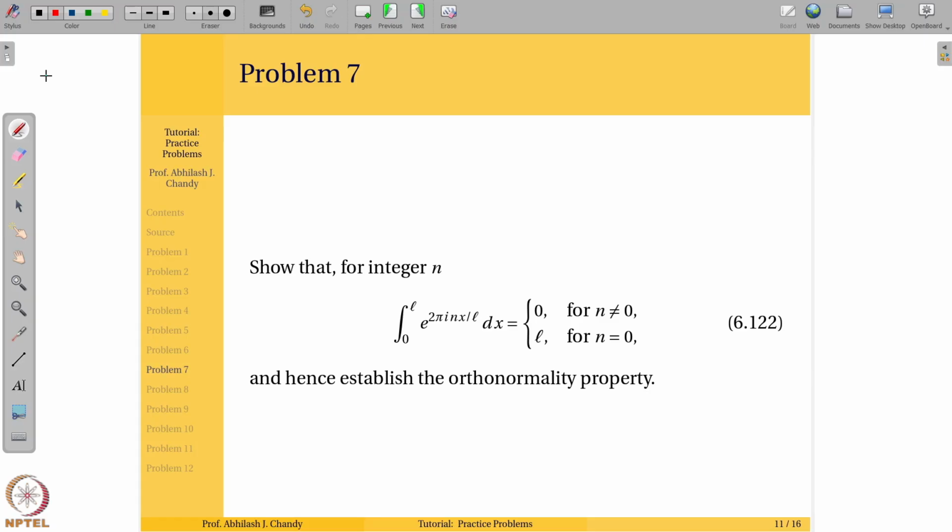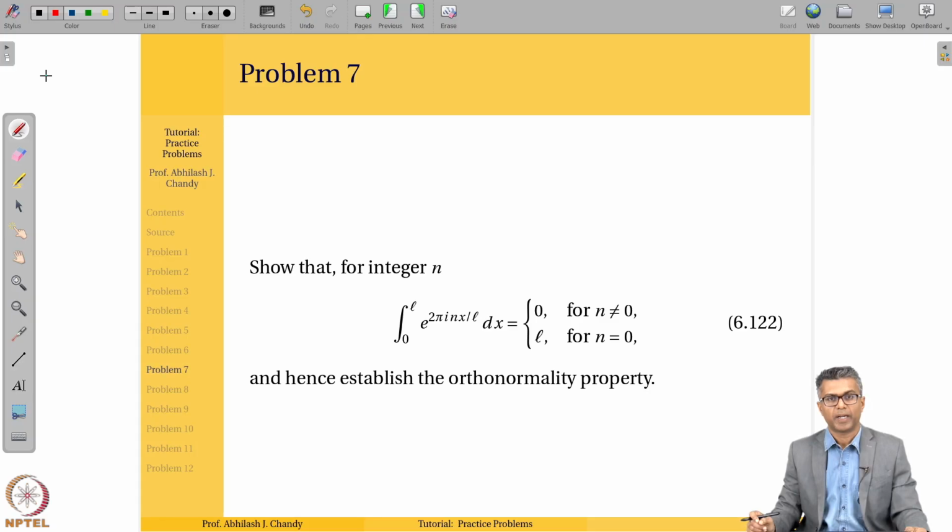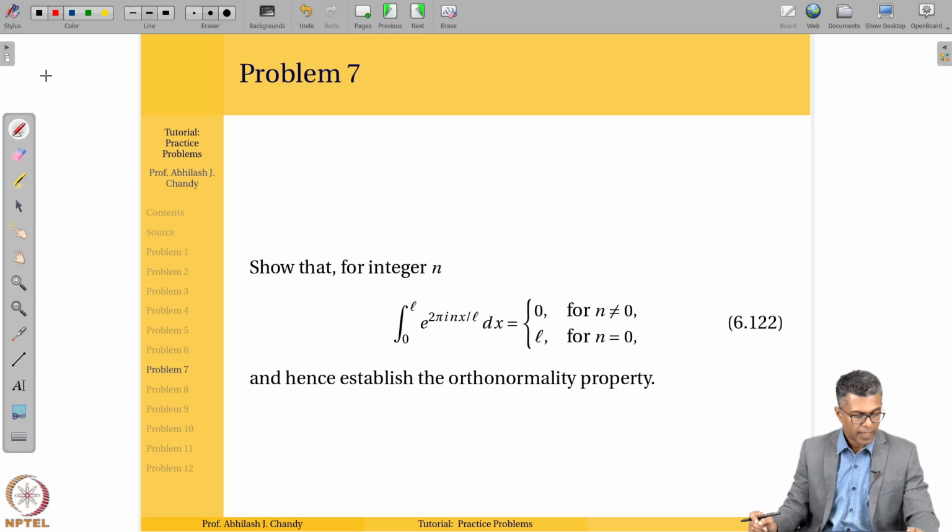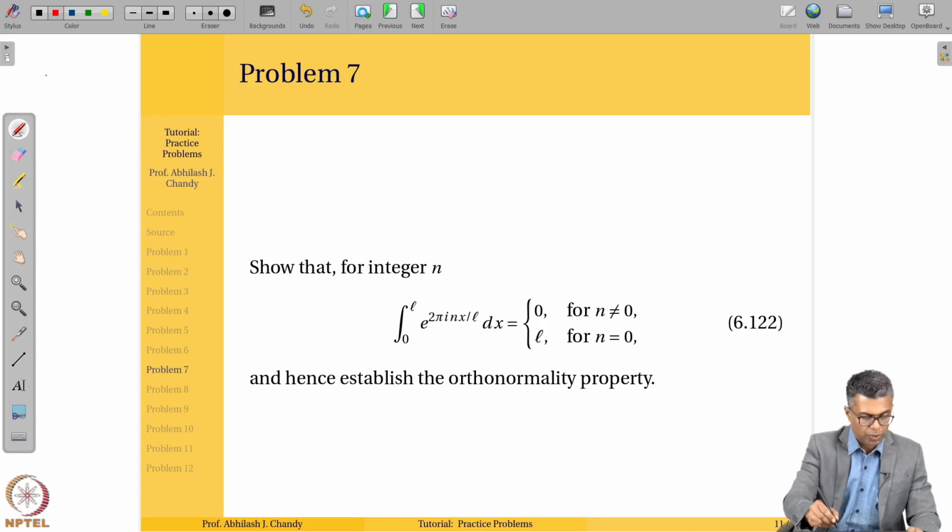Let's try to do problem number 7 now. Show that for an integer n, the integral from 0 to L of e to the 2 pi i n x over L dx is equal to 0 for n not equal to 0, and L for n equal to 0, and hence establish the orthonormality property. Here L is the size of the box, the size of your cube, the domain size, and so on. Okay, so let's try to do this problem.